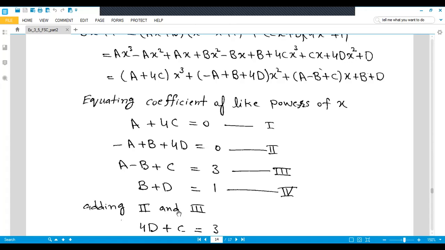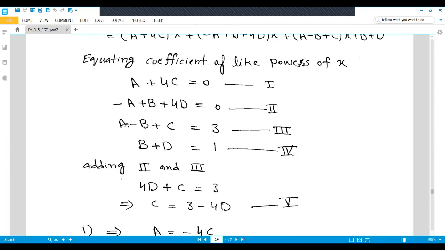Now adding 2 and 3. When we add 2 and 3, what will happen? We will get a new equation. We add 2 and 3, so minus a and a cancel, b and minus b cancel, so we get 4d plus c, which is equal to 3. So c and 4d shifted to the other side.